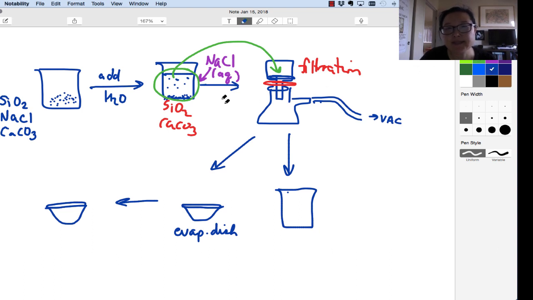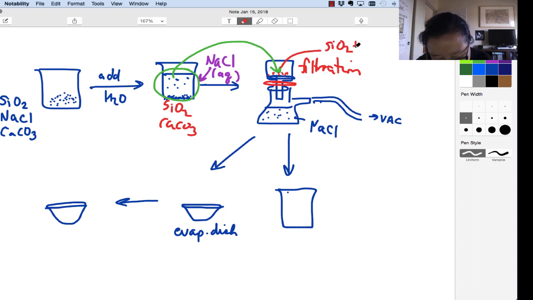And what you'll notice is the liquid will go through, so that's the aqueous sodium chloride. Here that is. The little dots are representing the particles of sodium chloride, or salt, that are dissolved. So this is the NaCl. Up here is the solid that gets stuck in the funnel. That solid I'll represent up here, and right here will be the SiO2 plus CaCO3.